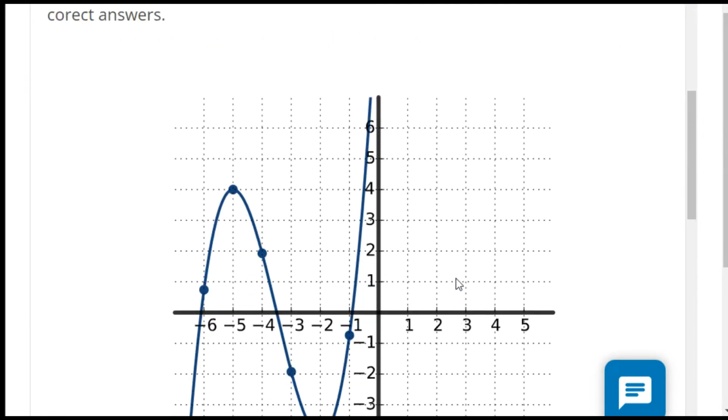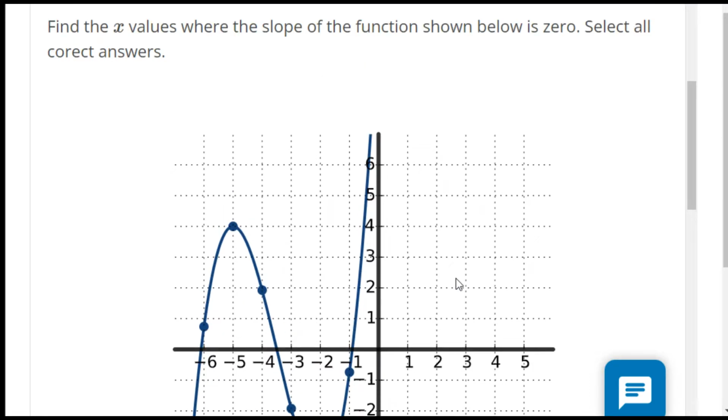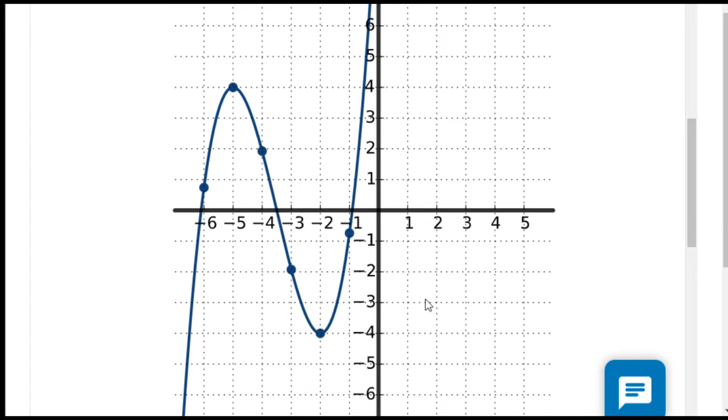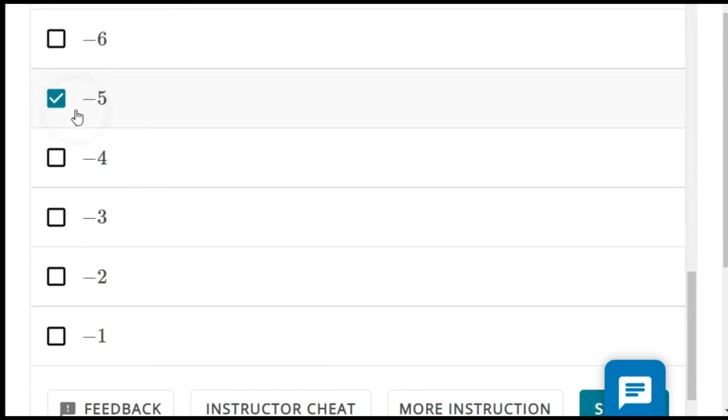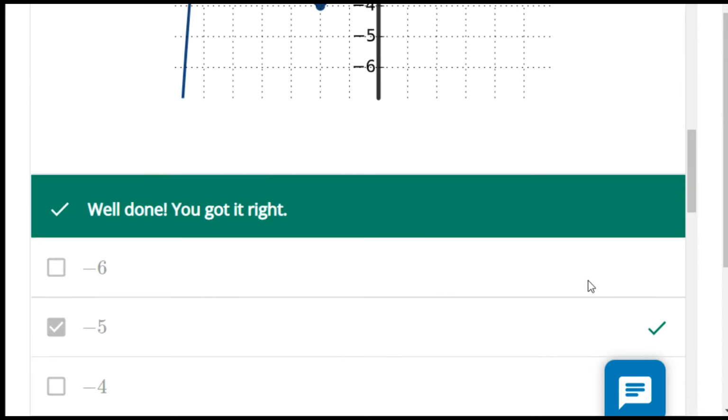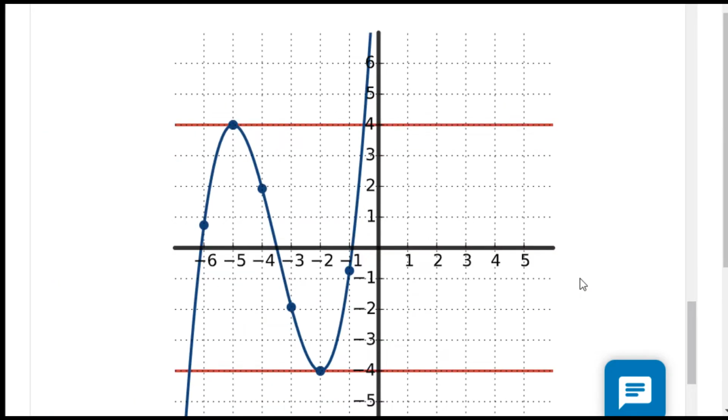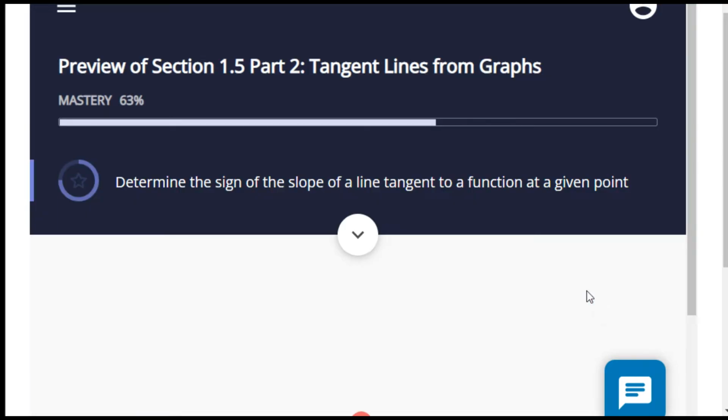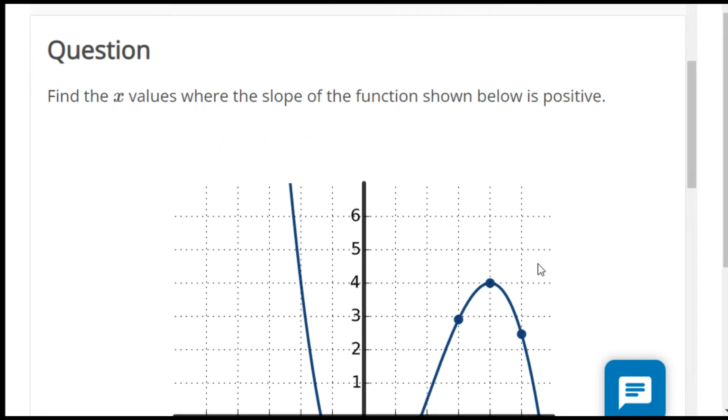Oh, look how far we are already. Find the x values where the slope of the function shown below is 0. You can't. This function does not have a slope of 0. Its tangent lines would have slopes of zero, and that's what they meant to ask you. Okay, and that's going to be at -5 and -2, here and here. And then we'll look at the picture. And you see that the red lines go completely horizontal. They have slope of 0.